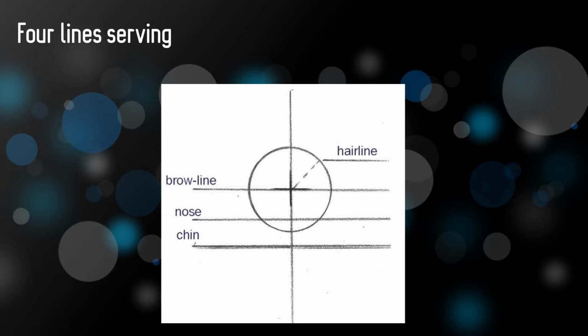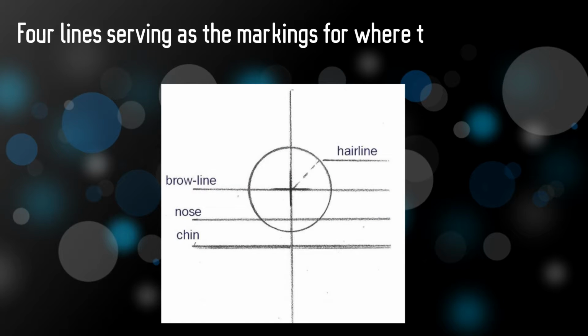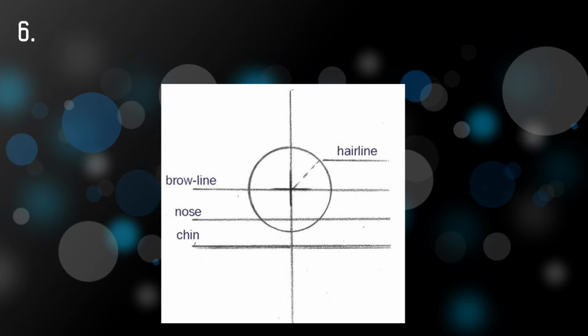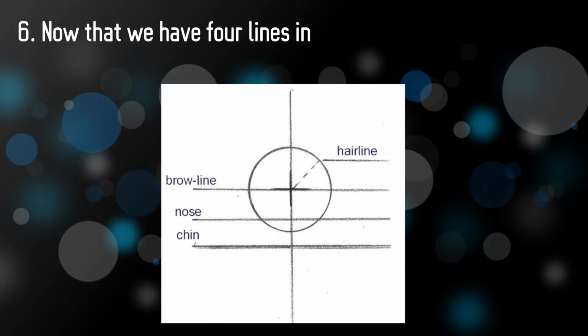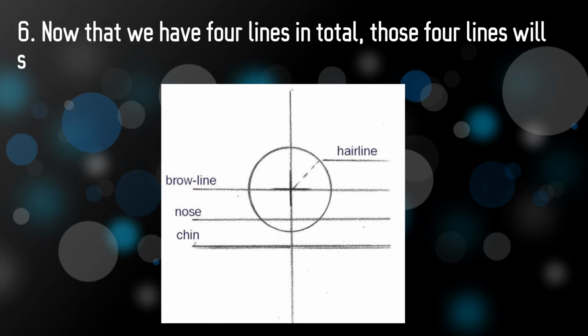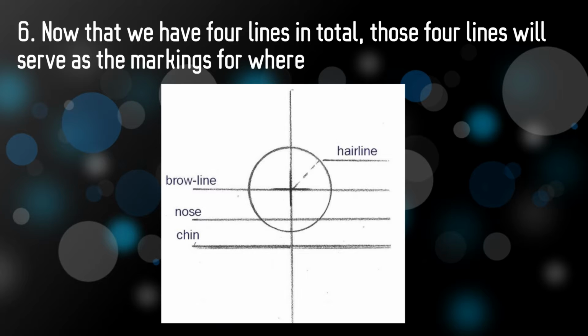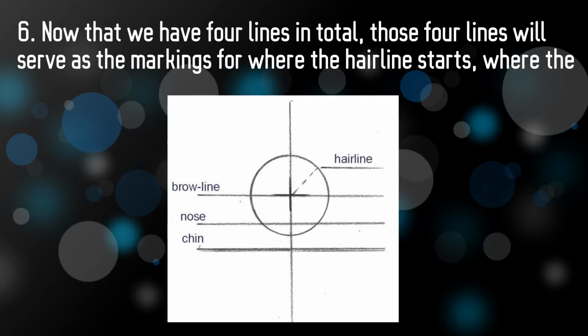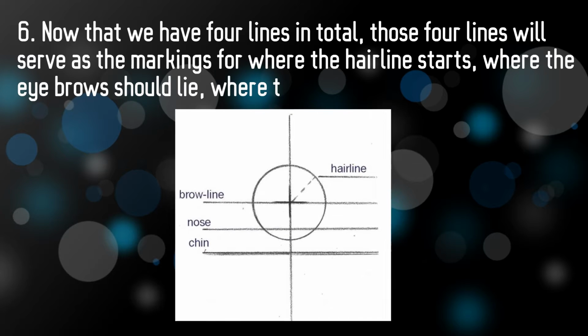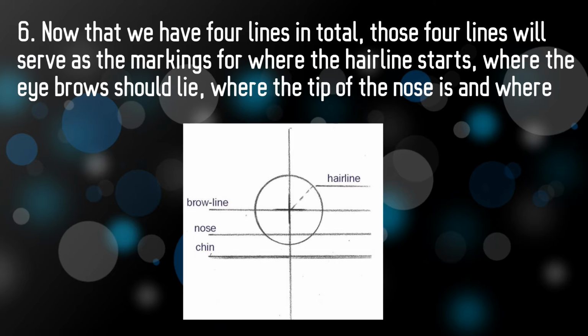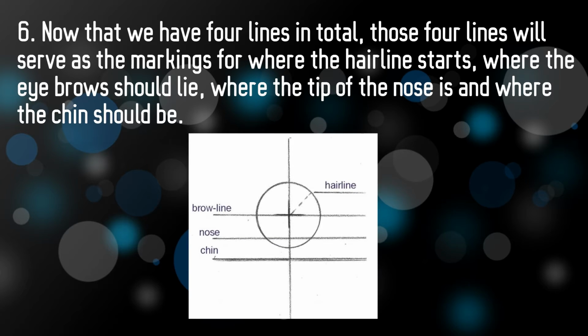Now we have 4 lines in total, serving as the markings for where the hair, eyebrows, nose, and chin should be. Those 4 lines will serve as the markings for where the hairline starts, where the eyebrows should lie, where the tip of the nose is, and where the chin should be.